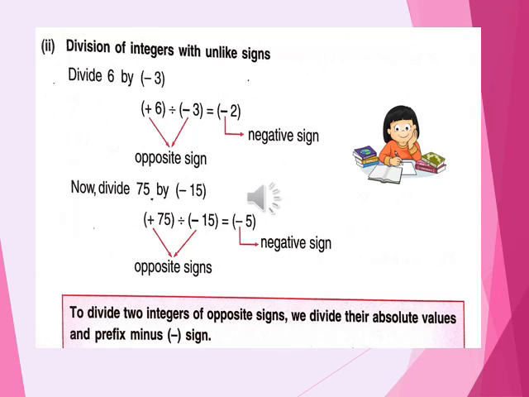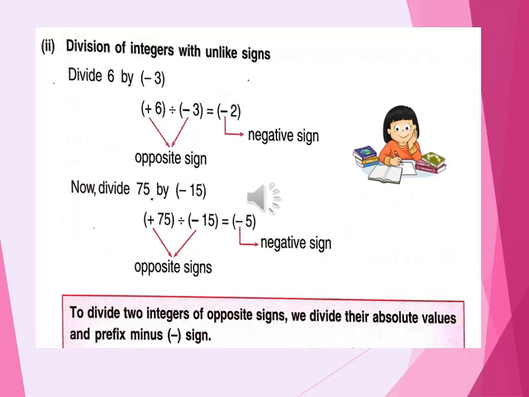Now division of integers with unlike signs means one is positive and one is negative, or one is negative and one is positive. So here we will divide 6 by minus 3. So 6 divided by minus 3 equals what? Minus 2. See here, the signs are opposite, one is plus, one is minus. So in the answer we have to write the negative sign.